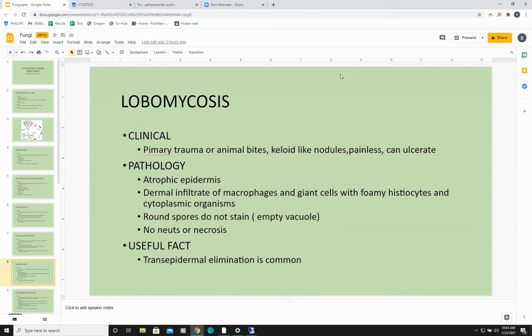The spores don't stain with H&E, so you just see the empty vacuole, and very few neutrophils or necrosis. So if you see neutrophils or necrosis, it's against lobo. And transepidermal elimination is common.